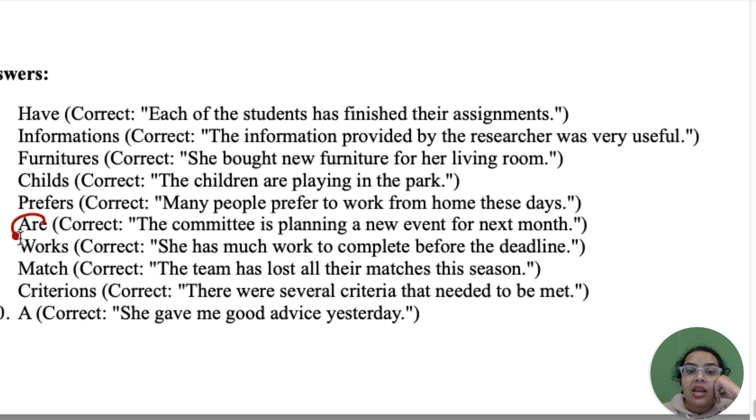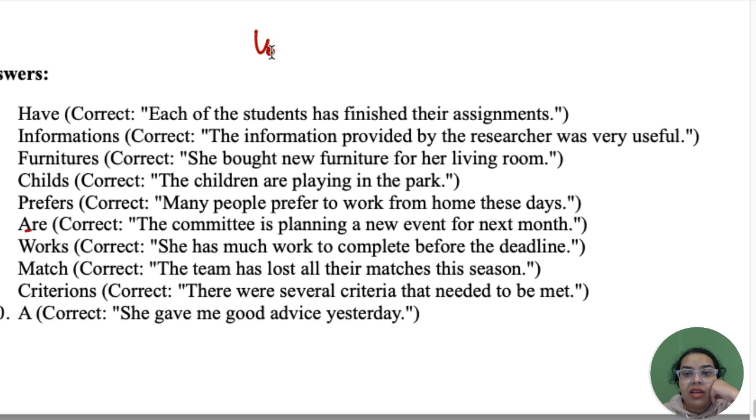The committee are is planning a new event for next month. Now, this is the context. Planning, will they plan individually or as a whole, as one unit? Always ask this question yourself whenever you see a collective noun. Committee is a collective noun. So, will the planning be done together or by the individuals? They will do it together. Is must come. I'm going to treat this collective noun as singular.